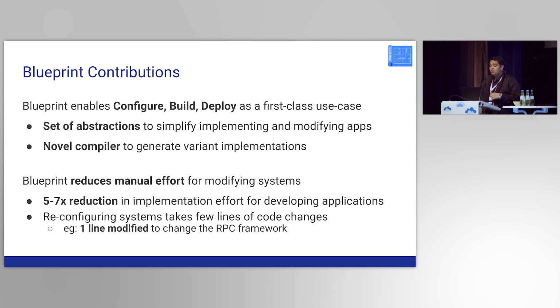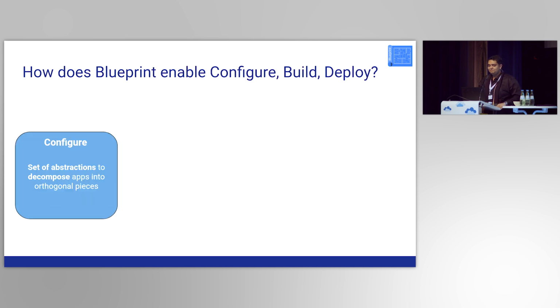Now, for example, reconfiguring the whole system to completely change the RPC framework from gRPC to Thrift only requires one line of code change. Let's take a deep dive as to how Blueprint enables configure, build, deploy.